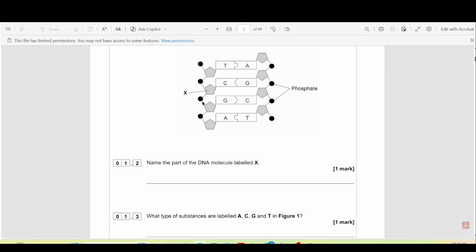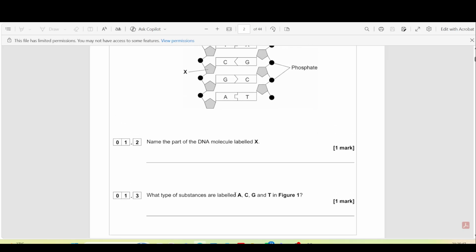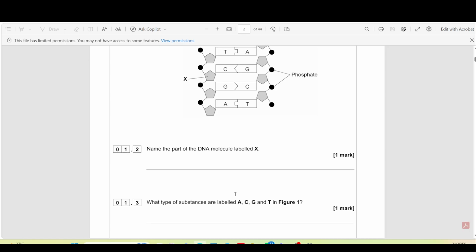Just write sugar. What type of substance are labeled A, C, G, T? I don't know that. These are nitrogenous bases. Nitrogenous bases. Yes, nitrogenous bases.